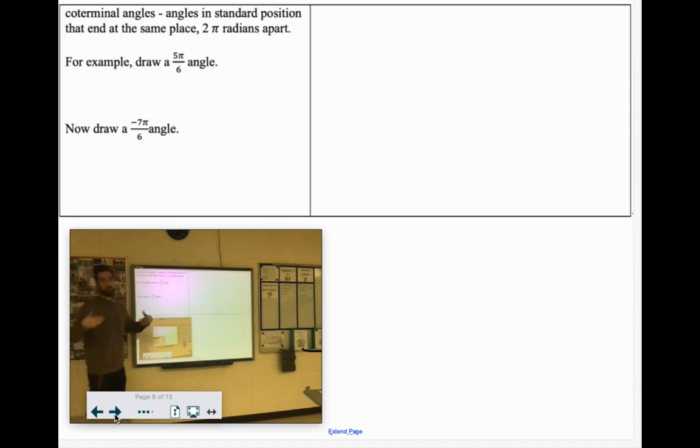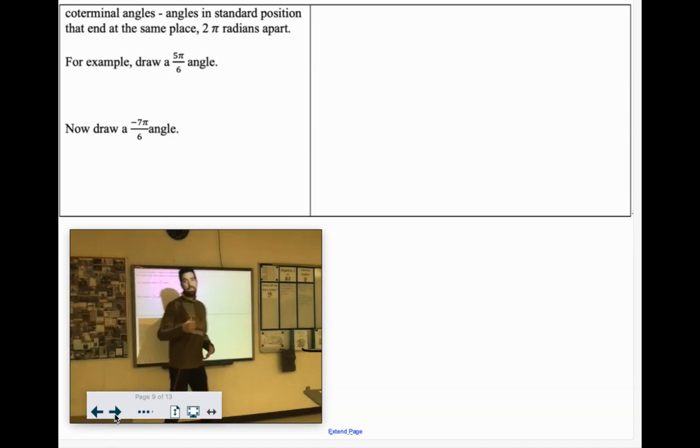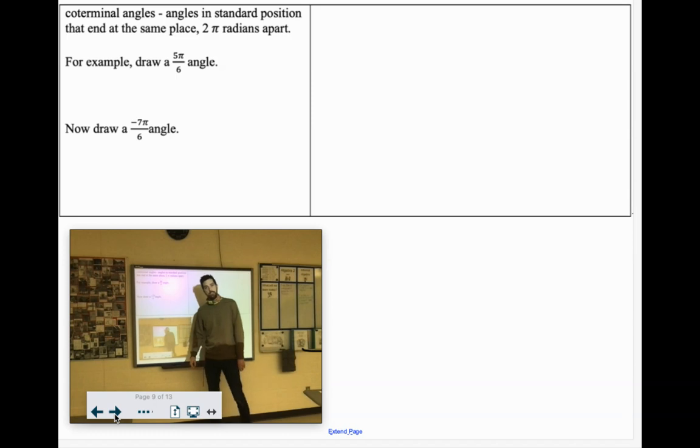Coterminal angles. We did this, and we were adding 360, we were subtracting 360 to get the coterminal angles. But now we're doing it with radians. And remember, one full rotation gets you a coterminal angle. One full rotation with radians is 2 pi radians. Right? So we're going to be adding 2 pi radians or subtracting 2 pi radians to get the coterminal angles.